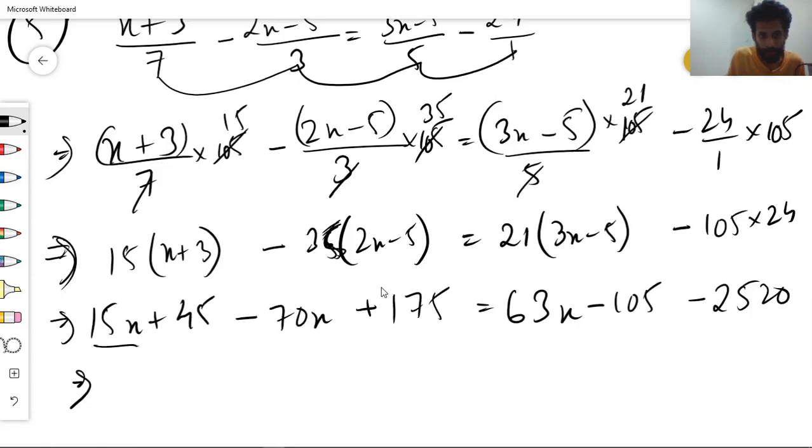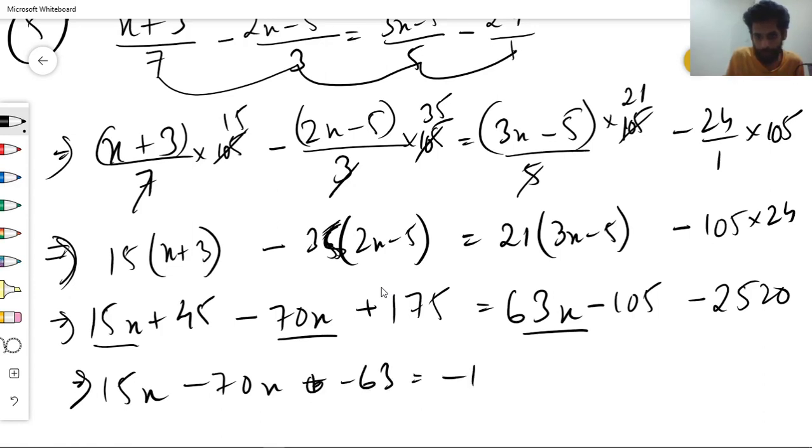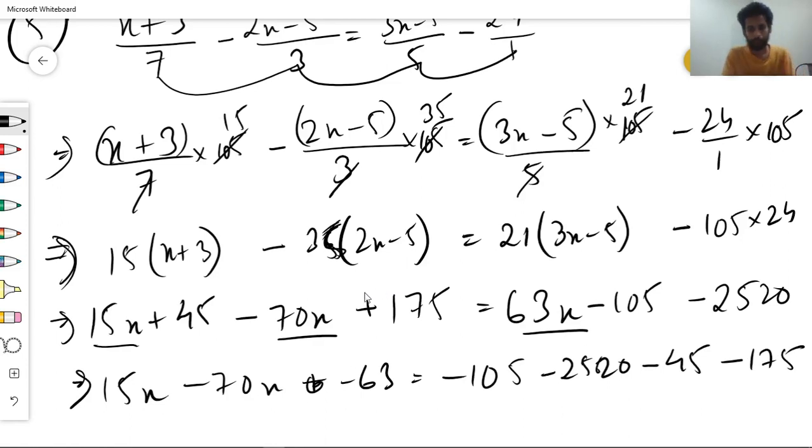Then these are the alphabets, so we will bring this to the left hand side. Minus 70x here, then this will be again minus 63. Then the numbers here are 105, minus 2520, minus 45, minus 175.